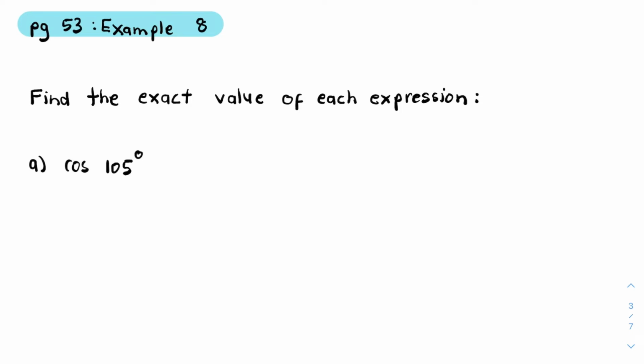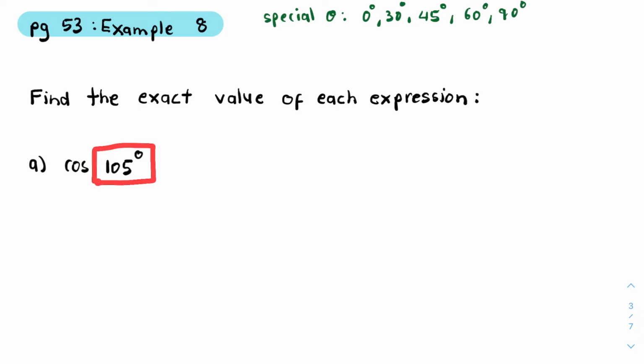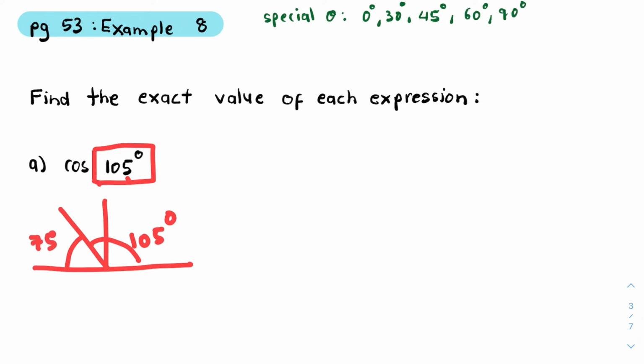I'm just going to write it. Your special angles are 0 degrees, 30 degrees, 45 degrees, 60 degrees and 90 degrees. Because 105 is more than 90 degrees, you would have to use a reference angle. But even if you use a reference angle, it's not going to be nice because this falls in quadrant 2. This is 105, and the balance here is going to be 75. Still 75, there is no special angle in there.